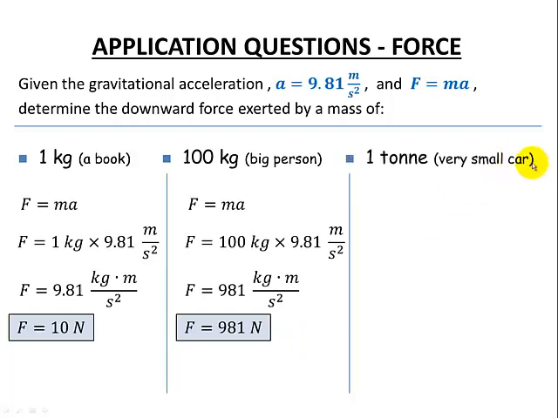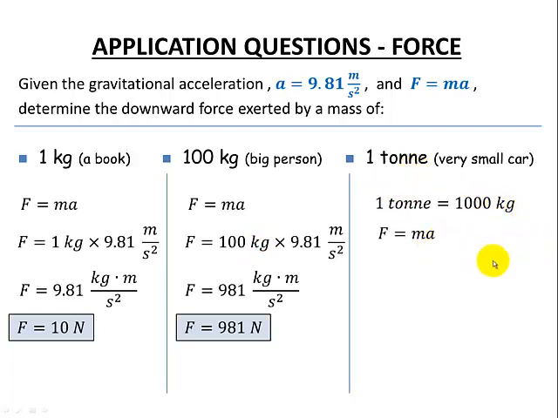Let's now look at something a little bit bigger, so a 1 ton, maybe a very small car, a Smart car, or a Beetle, something like that. So a metric ton, I remember the spelling here, T-O-N-N-E, that's metric. So we have from our tables of equivalences that a metric ton is 1,000 kilograms. And why do we need this? Well, we've already established that our mass, in order to use this formula in the metric system, has to be in kilograms. We don't have kilograms, we need to convert to kilograms.